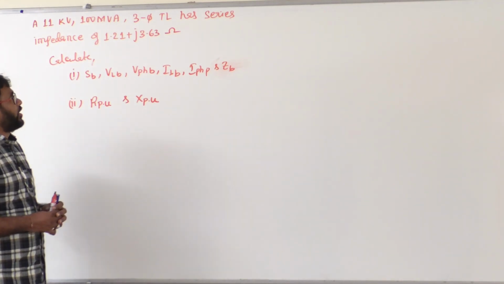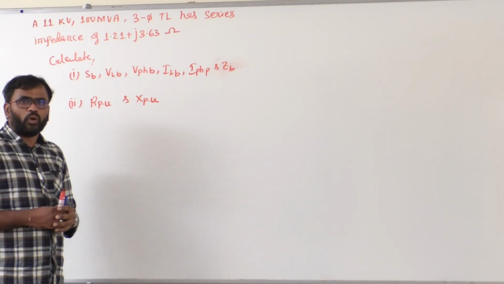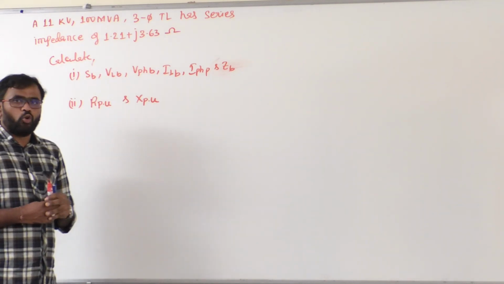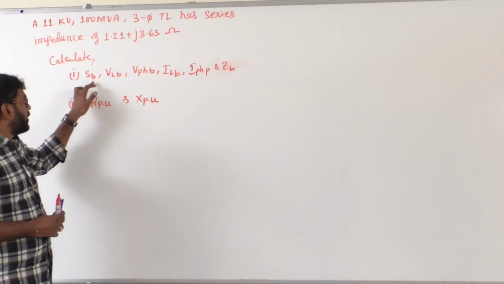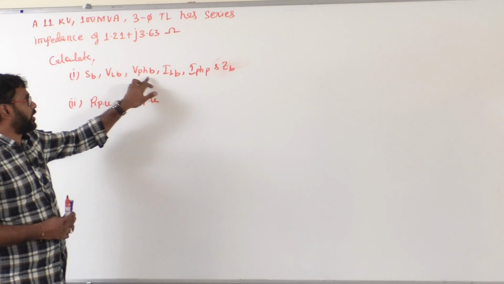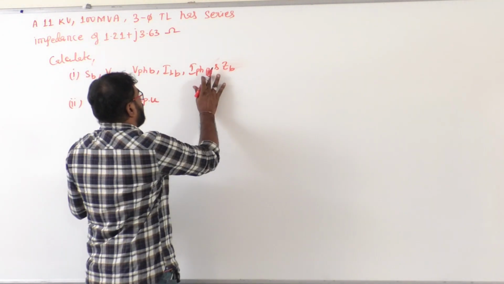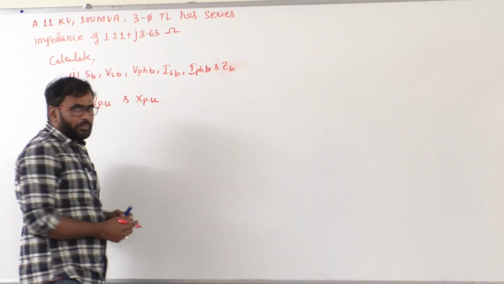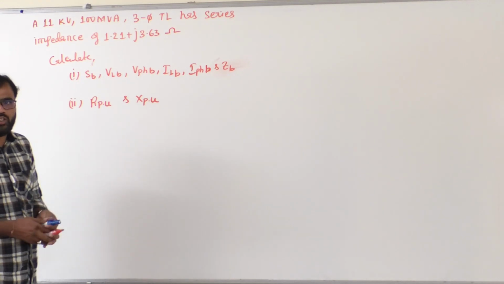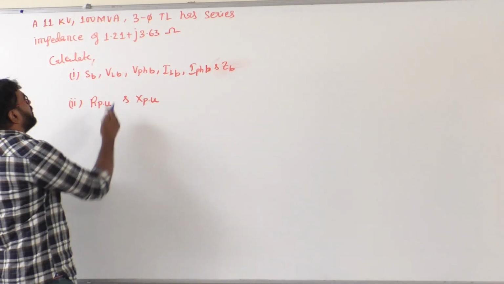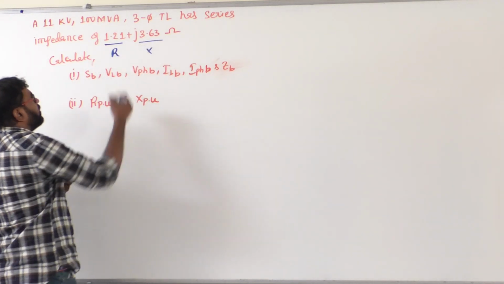An 11 kV, 100 MVA, 3-phase transmission line has a series impedance of 1.21 plus j3.63 ohms. Calculate S base, apparent power base, line voltage base, phase voltage base, line current base, phase current base, and also we need to calculate Z base, and then R per unit and X per unit. But what are R actual and X actual? It's clearly given. The series impedance means the resistance is given and the reactance is also given here.